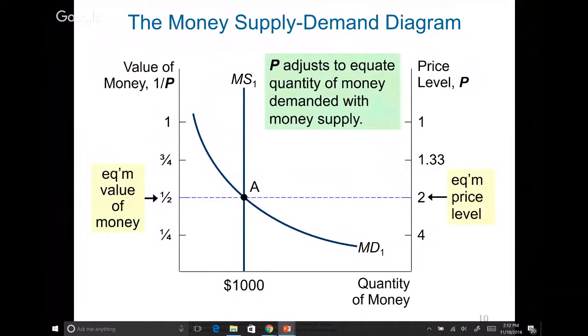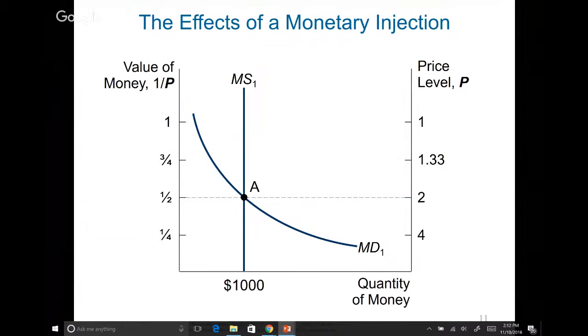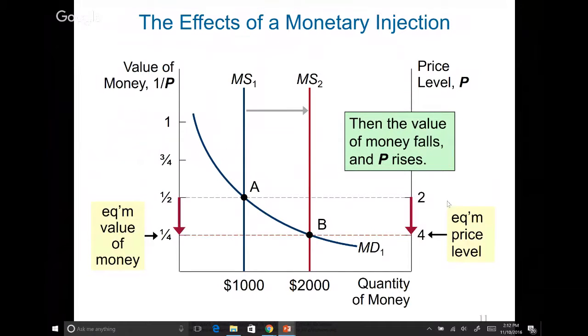Now, however, let's look at one change. If our Federal Reserve decides to increase our money supply, money supply shifts to the right. If we shift it to the right, we're going to have a new equilibrium. At the new equilibrium, the price level has increased from 2 to 4. Anytime the price level increases, like from 2 to 4, if you remember this from previous chapters, this is called inflation. So anytime your money supply increases, this will cause inflation in the economy.